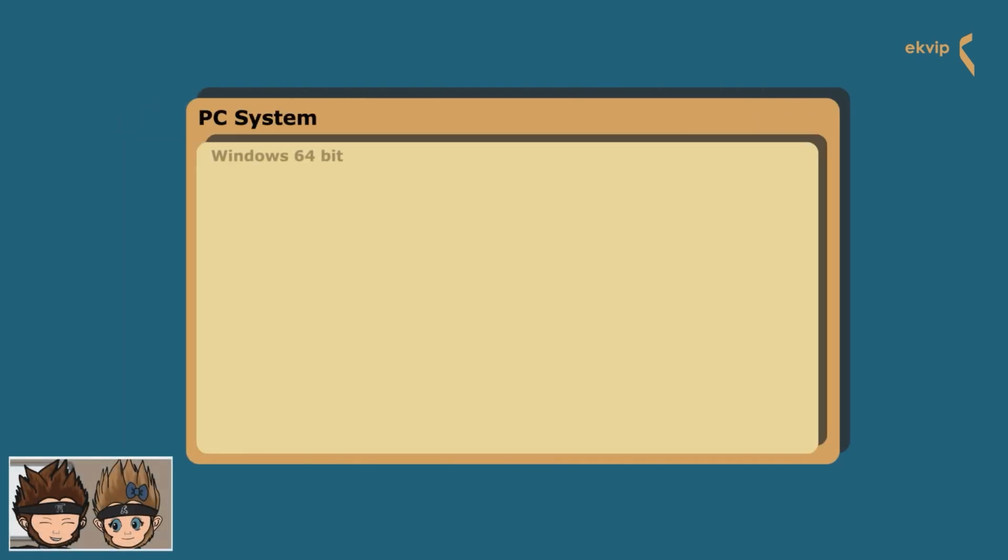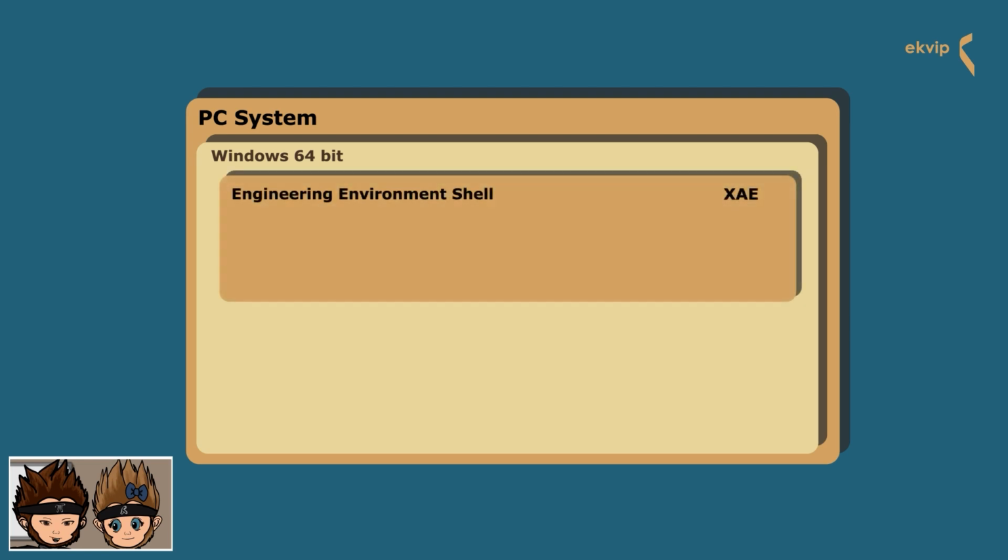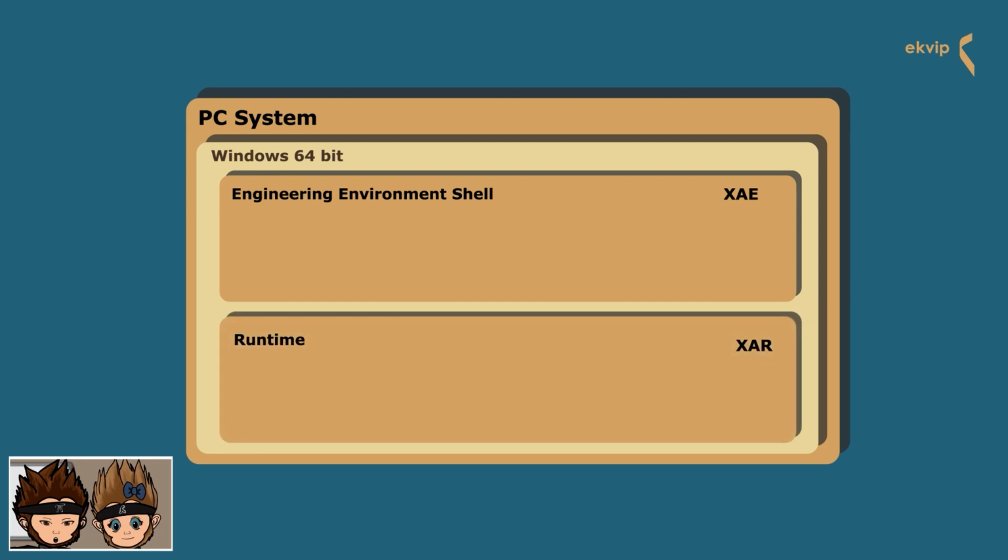You always have a PC-based system. Mainly this is Windows 64-bit. The development environment consists of two main parts. First, the engineering part. The engineering environment is based on Visual Studio. This part is called XAE. XAE stands for Extended Automation Engineering. The second main part is the runtime. This part is called XAR, which stands for Extended Automation Runtime.